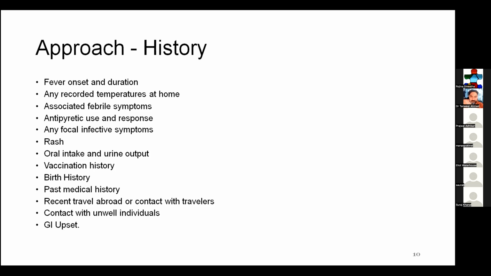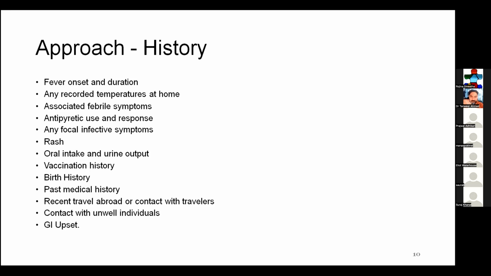Also, we have to ask about any antibiotic use, because that will change all the symptoms and signs, and any focal infective symptoms, any history of rashes, which is very important in the pediatric age group. Also, we have to take account of the oral intake and urinary output, whether there is any sign of dehydration. Also the vaccine history, and birth history if less than 3 months, any past medical history, recent travel abroad or contact with any traveler, contact with any unusual individual, and GI upset. So we have to take account of all these things in the history part.